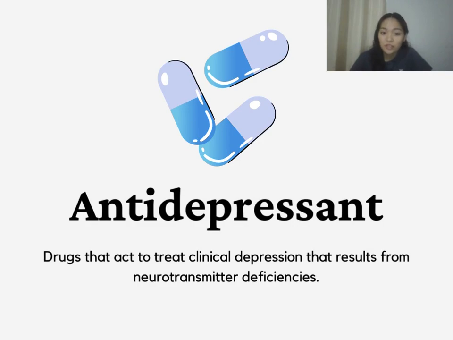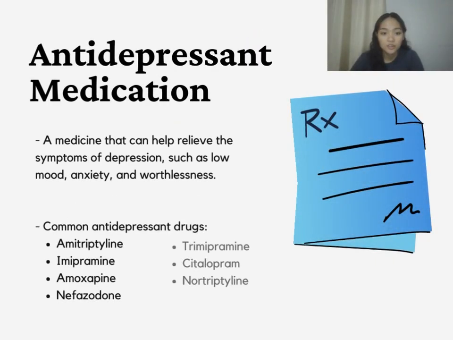Antidepressants, from the word itself, are drugs that act to treat clinical depression that results from neurotransmitter deficiencies. Depression involves a persistent feeling of sadness and loss of interest. These drugs usually enhance the central nervous system levels of serotonin and norepinephrine, which ultimately elevates the depressed mood into a more normal state. It requires weeks to become fully active. Common antidepressant drugs are amitriptyline, imipramine, amoxapine, nefazodone, trimipramine, citalopram, and nortriptyline.